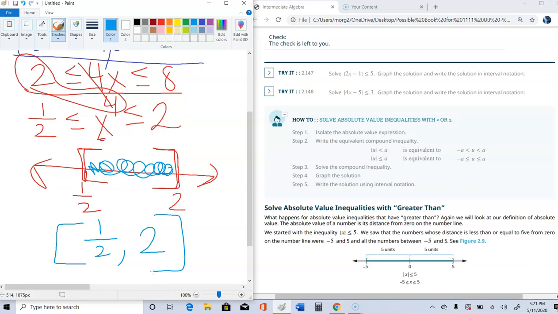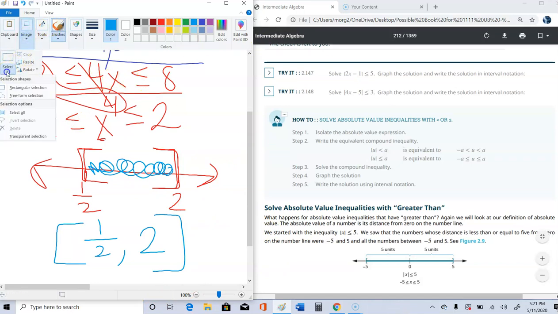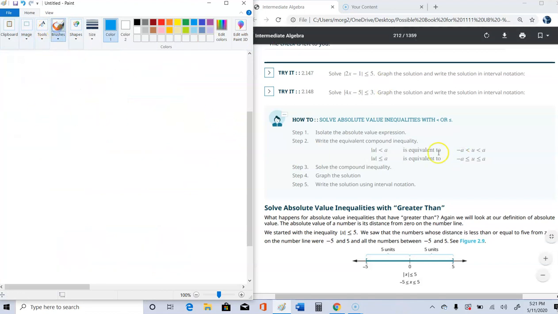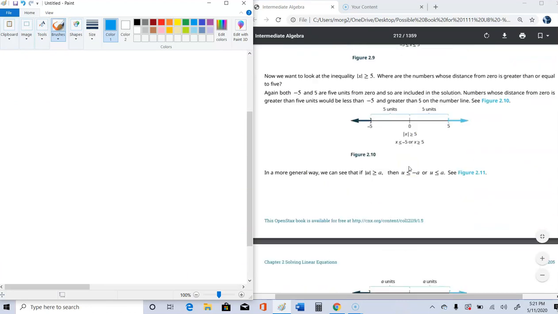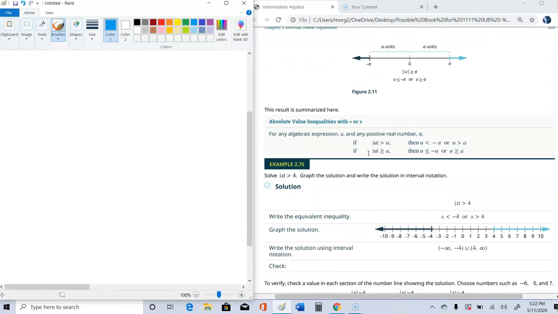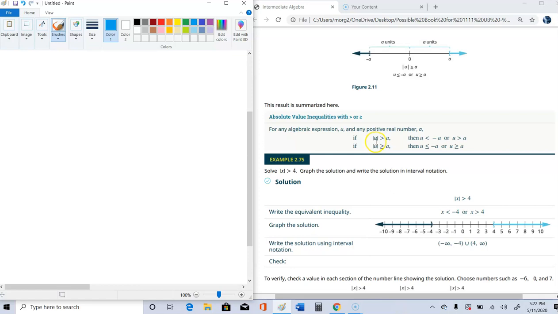What if you had absolute value greater than or equal to a positive number? Let's look at the rules and some examples with that type of inequality. All right, here are the rules. Here's the rule for if you have absolute value of your expression greater than or equal to positive a. This is the breakdown.